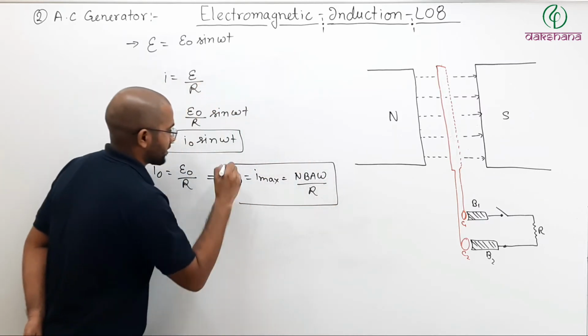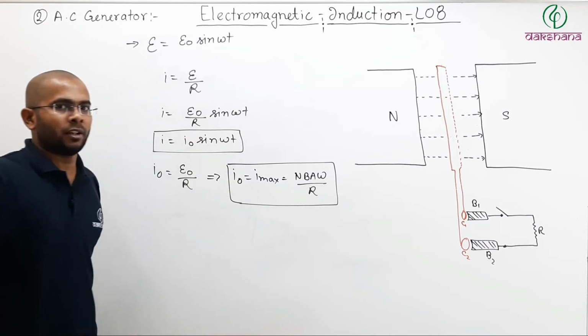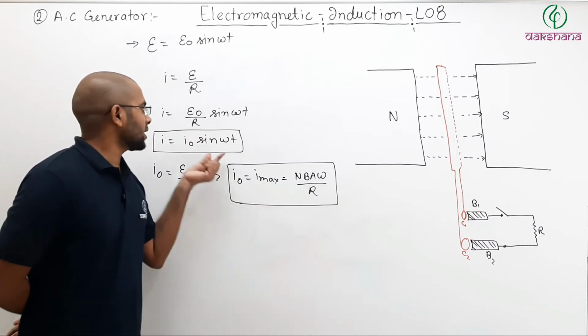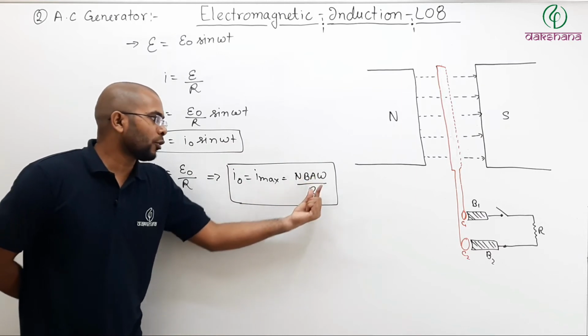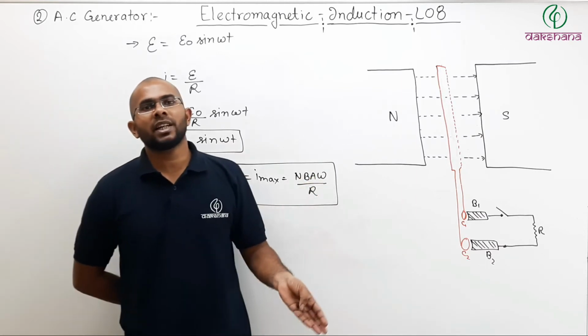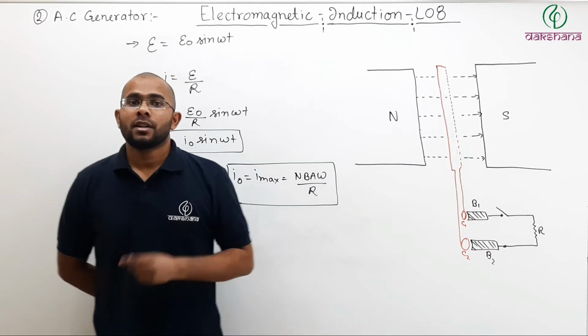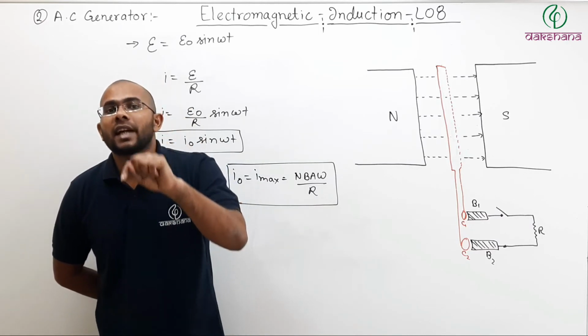And if somebody asks, tell me the minimum value of current. The minimum is when sine omega t is minus 1. So the maximum is NBA omega by R, and the minimum will be the same magnitude in the opposite direction, when you consider the direction.